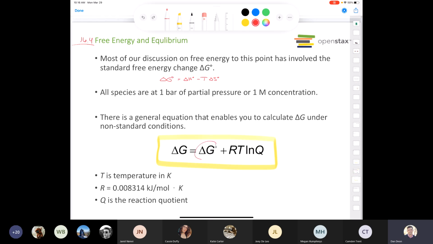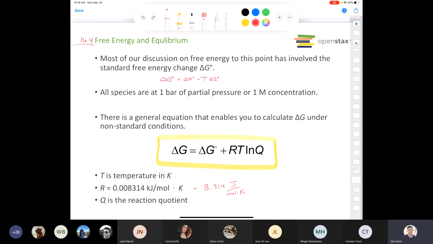Okay, so it's basically take the standard free energy change and then you add this tuning factor to it. Temperature again in Kelvin, R is 0.008314 kilojoules per mole Kelvin. You could also put that in joules per mole Kelvin, which would be 8.314 joules per mole Kelvin. And we'll probably use it each way, depending on what our delta G is. Probably use it this way more, since delta G is usually in kilojoules per mole.